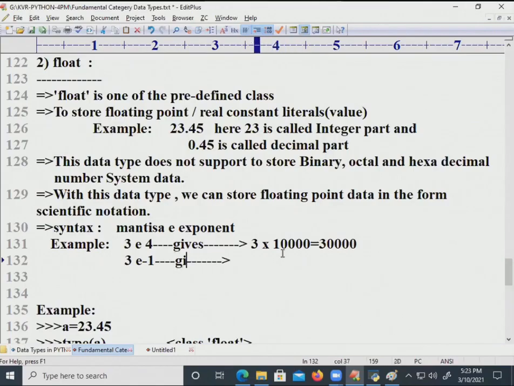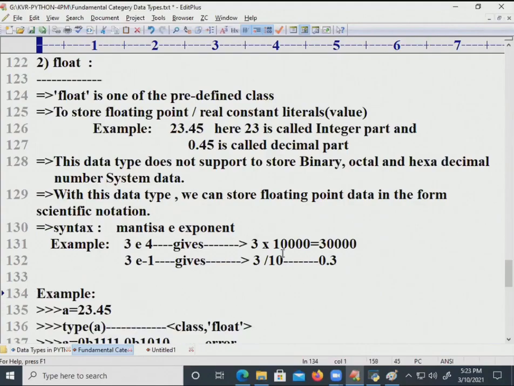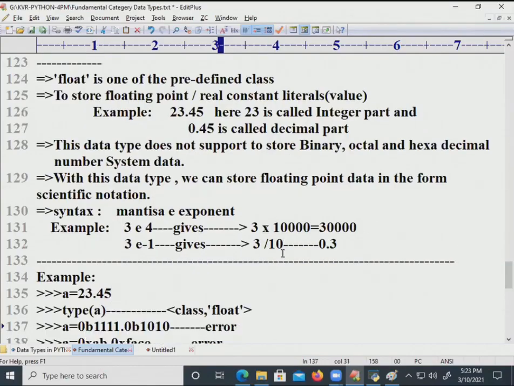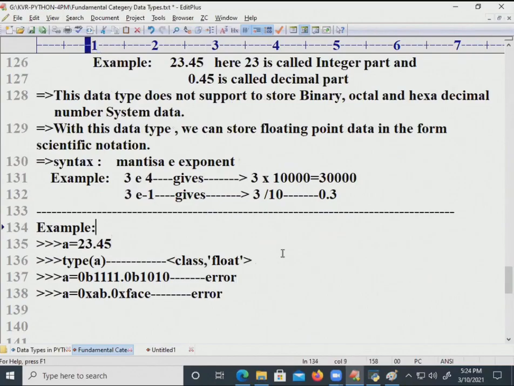Next, this also you write down. 3 into 10 to the power of minus 1. 10 to the power of minus 1 is nothing but 3 by 10, which is 0.3. That you have already observed. So the main intention of this example is that scientific notation can also be represented with the floating point data type. That's the main story here. And you write the examples, programmatic statement examples. Write down.